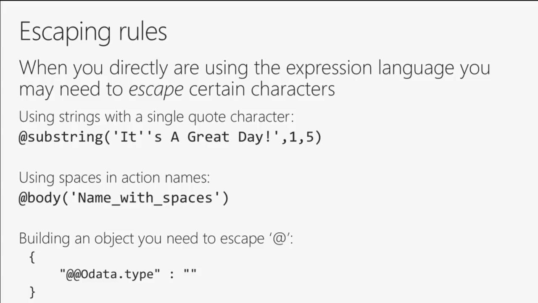Now, inside action names, we actually convert the spaces to underscores. That's another thing to keep in mind. And finally, when you are building an object, you need to escape the @ character at the beginning. The reason for that is, if you recall from building a condition, the @ sign means that the rest of the statement is an expression. So if I didn't escape the @ in front of the odata.type field, it would try to find an expression called odata, and we don't have one, and then the flow would fail. So that is something else to keep in mind.